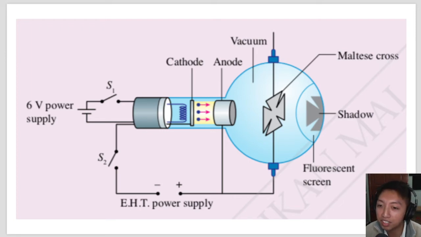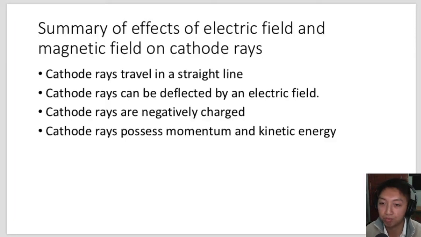And here we have a fluorescent screen. The fluorescent screen is just to show the cathode ray, because I know in the picture it looks like there's a beam, but you can't actually see it unless you put a fluorescent screen. Then that fluorescent screen will allow you to see it. And what happens is you'll see a shadow being cast on the fluorescent screen. So what are the conclusions that we can get from these two experiments?